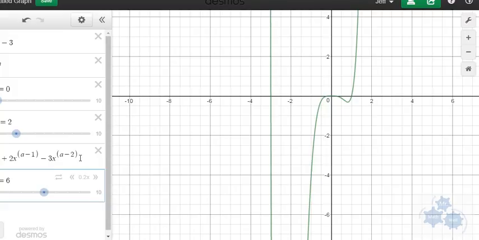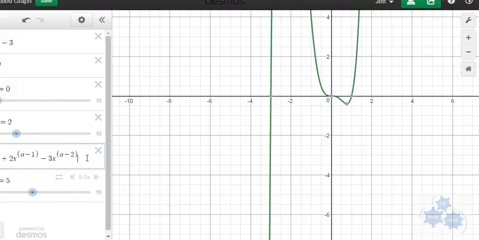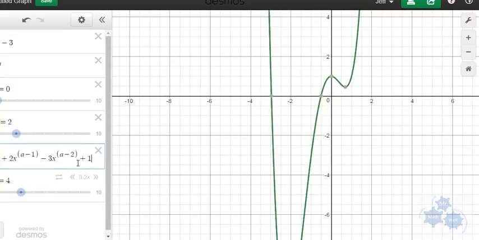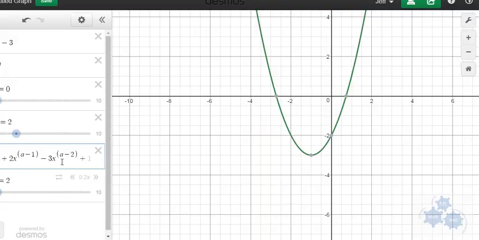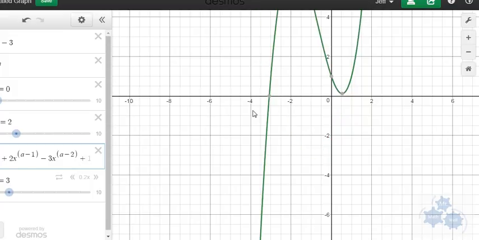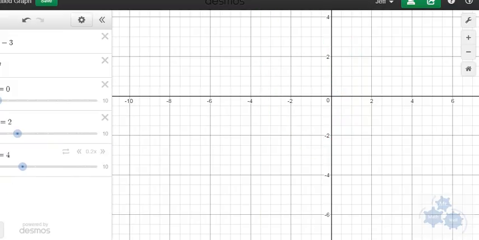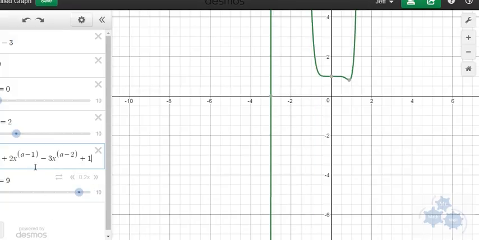Okay. Let's put in a constant here. Let's say this is plus 1. Okay, what did that change? It changed the y-intercept. Okay, all right. Now, I'm going to change the degree here, so the degree is changing. Okay, oh, what's going on here? Okay, where is undo? All right, so we got that graph back.